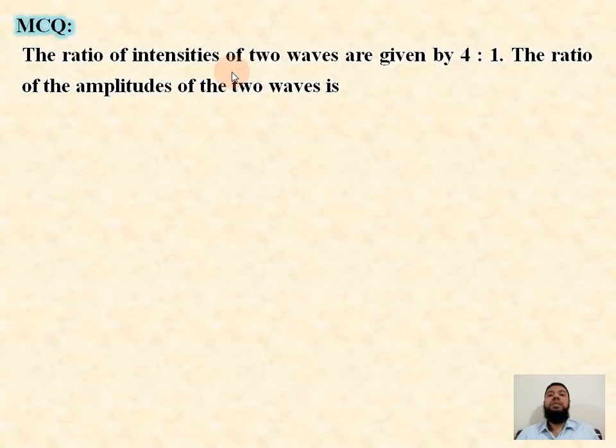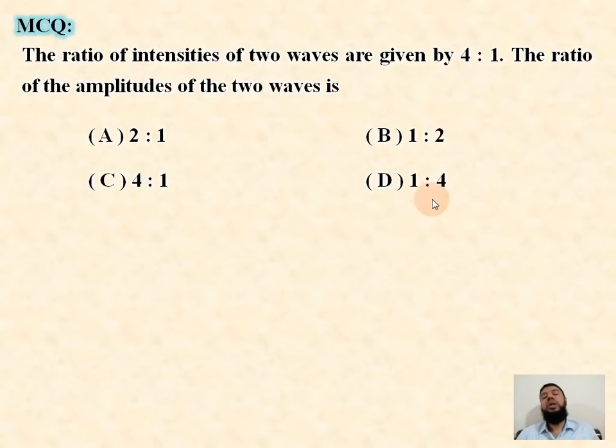The ratio of intensities of two waves are given by 4:1. The ratio of the amplitudes of the two waves is option A 2:1, option B 1:2, option C 4:1 and option D 1:4.